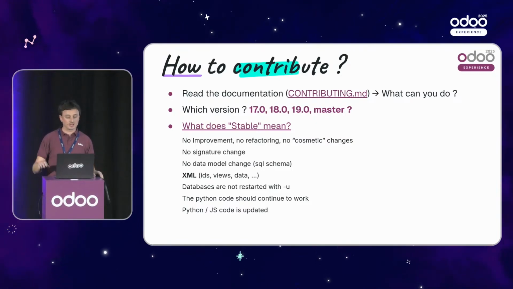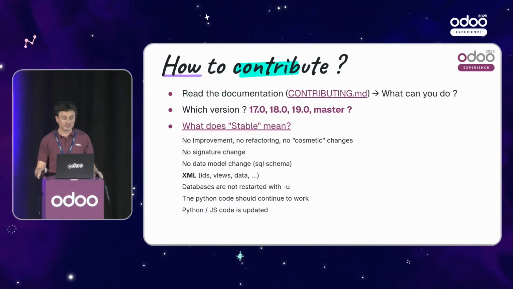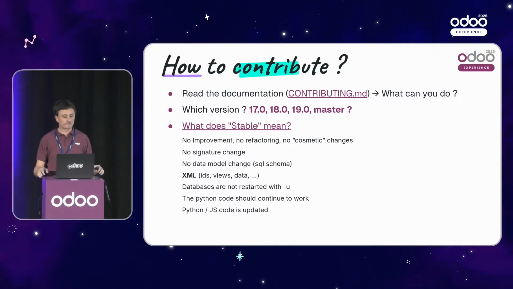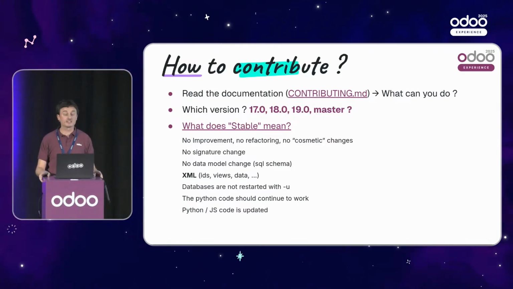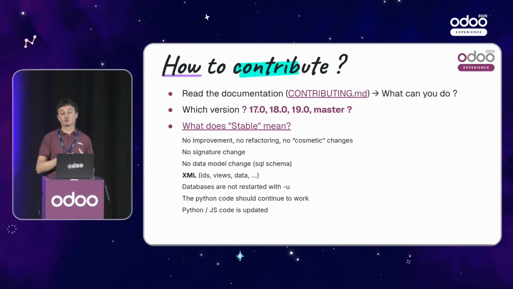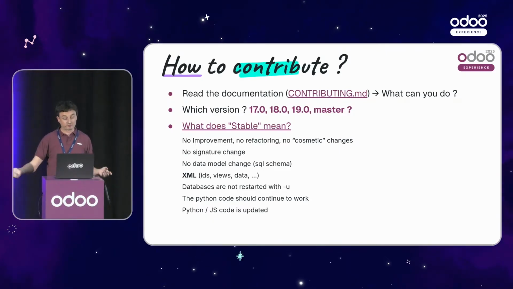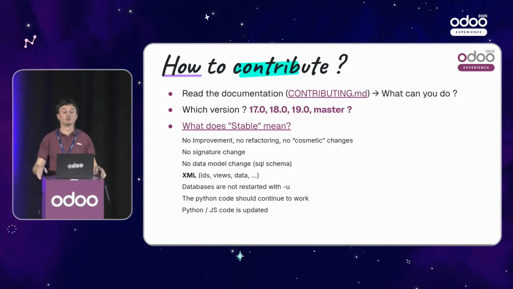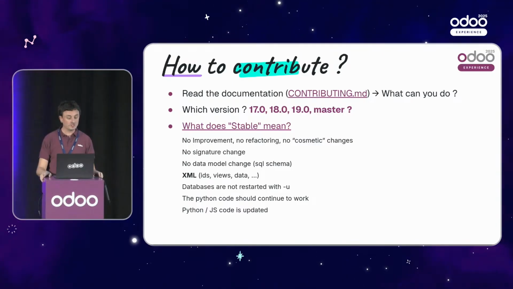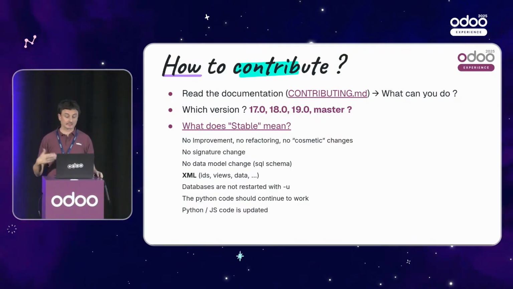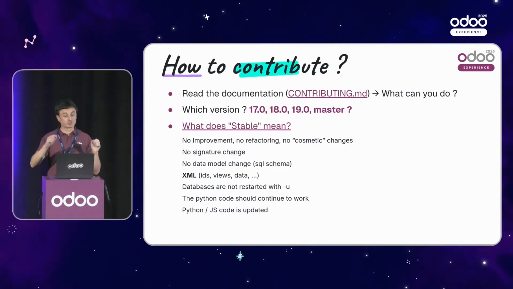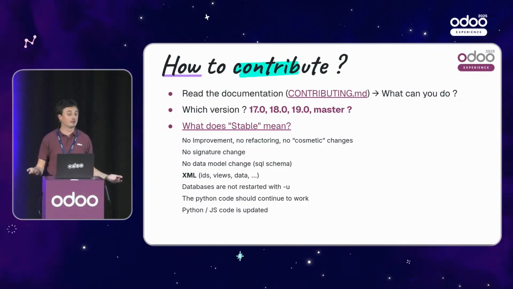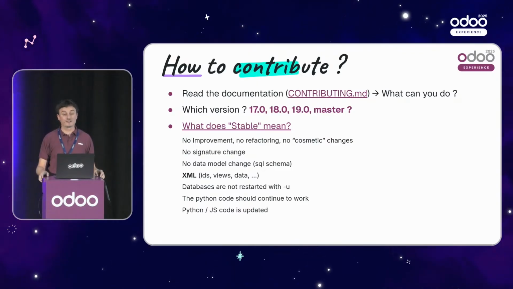For example, we don't accept improvements, refactoring, cosmetic changes. For example, changing a variable name because the naming is not good. You cannot change the signature of a method because somebody could override that code, and if we merge your patch, when Odoo restarts, it will break, so it won't be able to run. We don't accept data model changes. So if you need to add a column in the database, remove a column, change a column type, it's not accepted in stable because it would require an upgrade script.